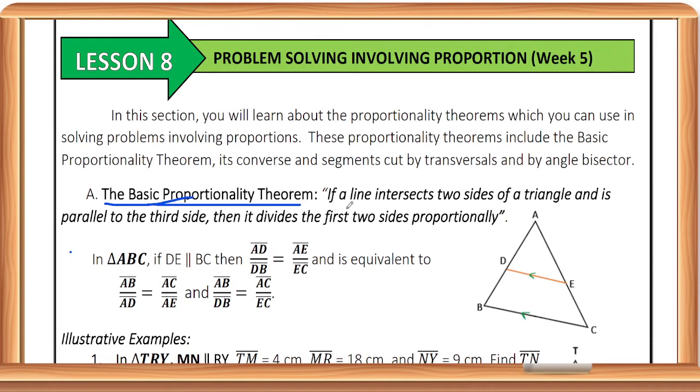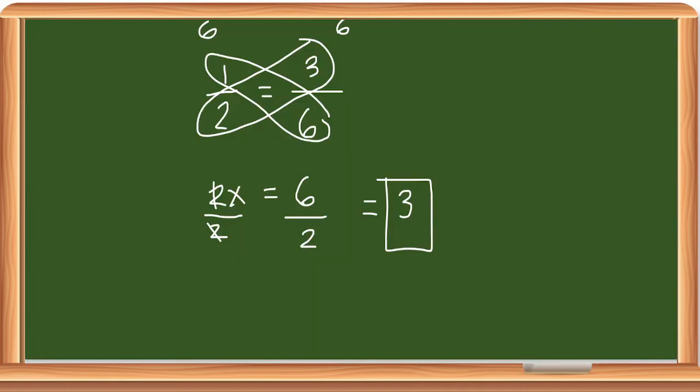It says here, if a line intersects two sides of the triangle and is parallel to the third side, then it divides the first two sides proportionally. So let's say for example, if you have a ruler with you, okay, let's do this one. Let's say you make a triangle, but you have to measure each side. Okay? And then the third side down here, make sure that it is along the lines of your pad paper, no? And then measure this one. Measure each side of the triangle.